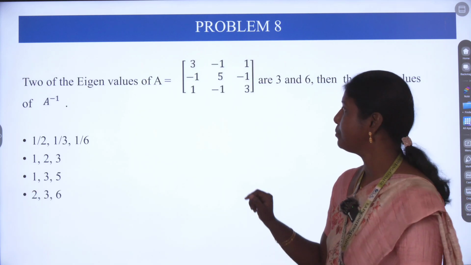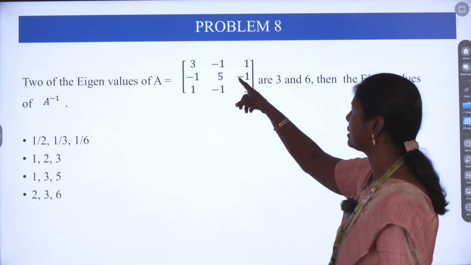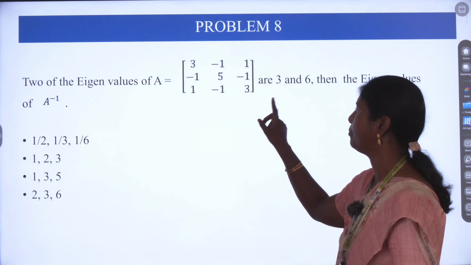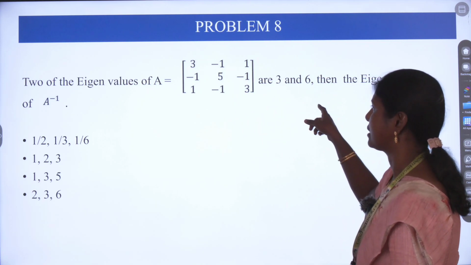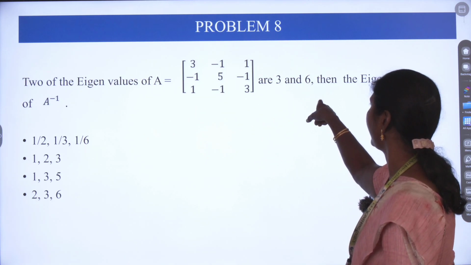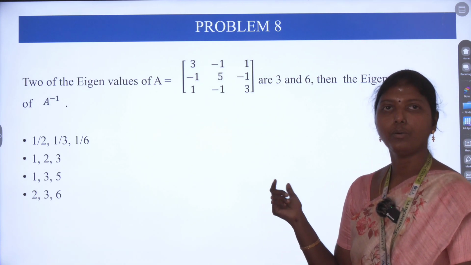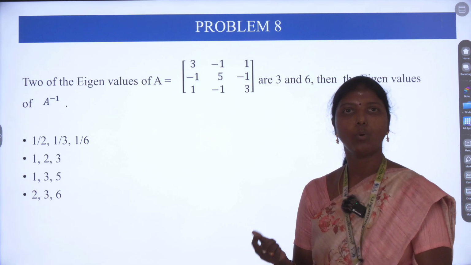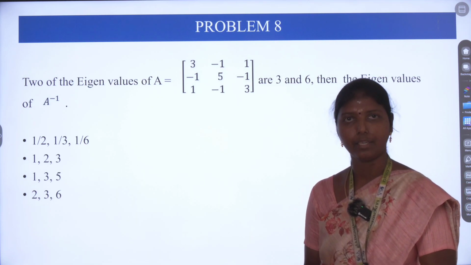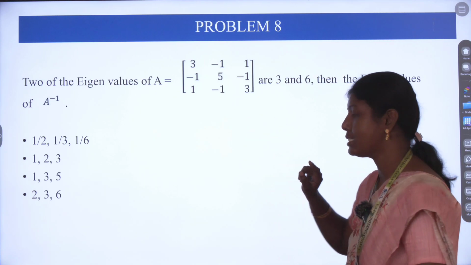This is your eighth problem. Two of the eigenvalues of A are given, where the matrix is 3, minus 1, 1, minus 1, 5, minus 1, 1, minus 1, 3, and the eigenvalues are 3 and 6. Then we need to find the eigenvalues of A inverse. We already know the property: if lambda is an eigenvalue of A, then 1 by lambda is an eigenvalue of A inverse.